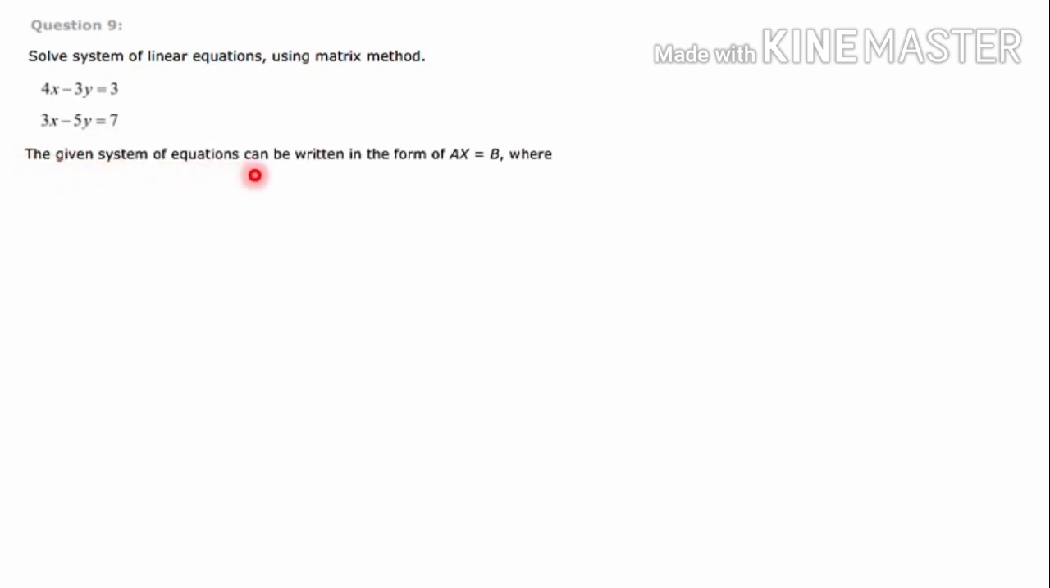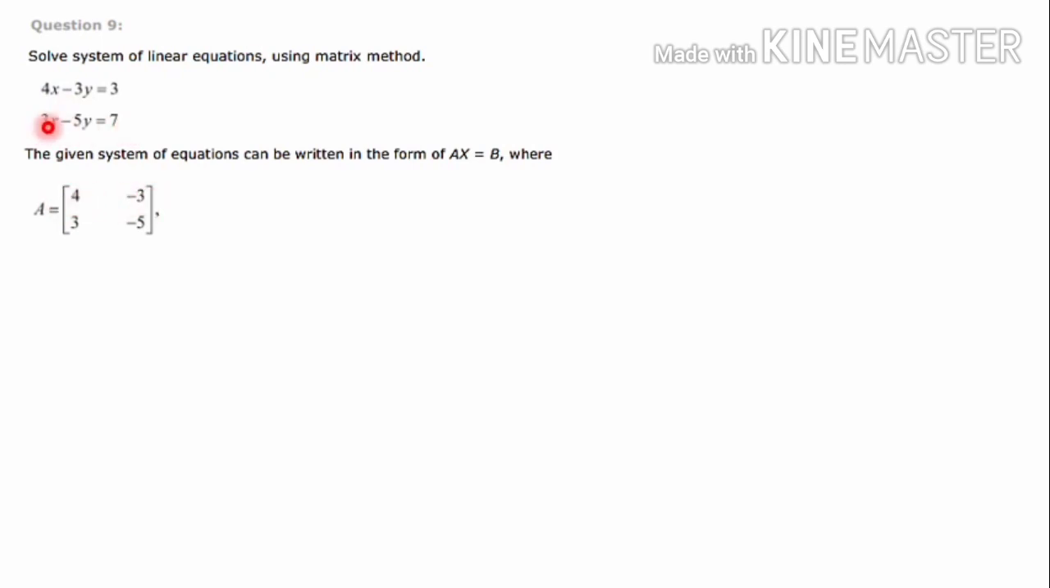The given system of equations can be written in the form AX is equal to B, where A is our coefficient matrix. In the first equation, 4 and minus 3 are the coefficients of x and y. So here we have to write it as the first row.